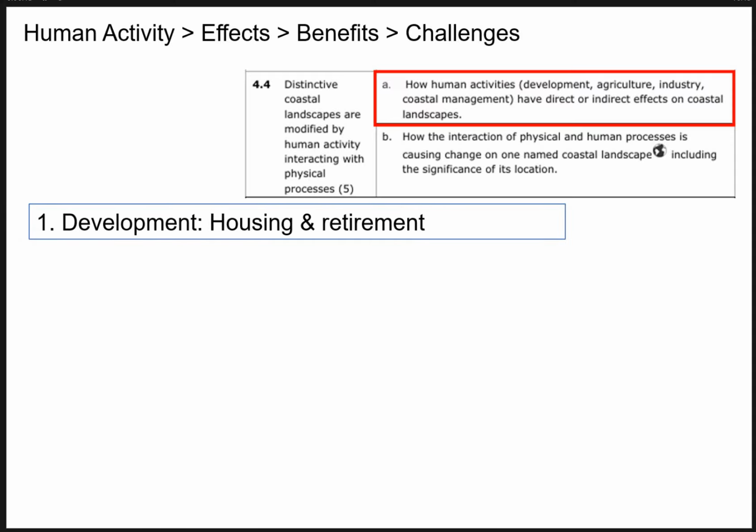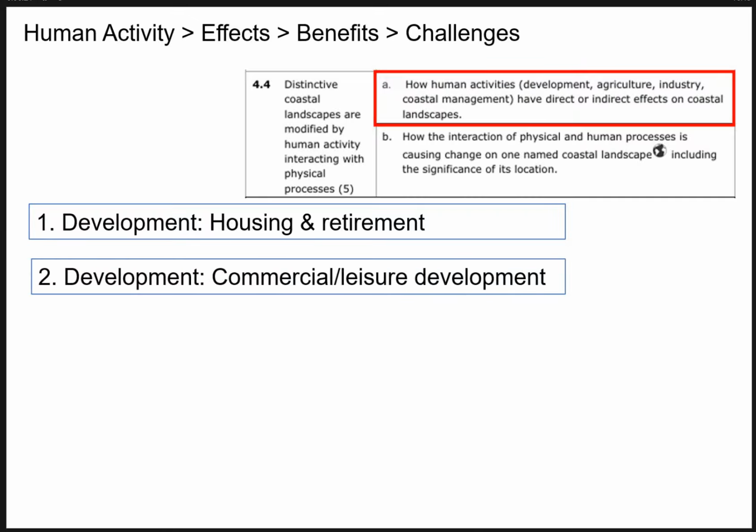The first is development, housing and retirement development, and that's because there's a very specific difference between housing and retirement coastal towns and those commercial leisure and development towns. Now, on the Sussex coastline, there are stark differences in those areas, but of course we have coastal towns that hit both those requirements of development.